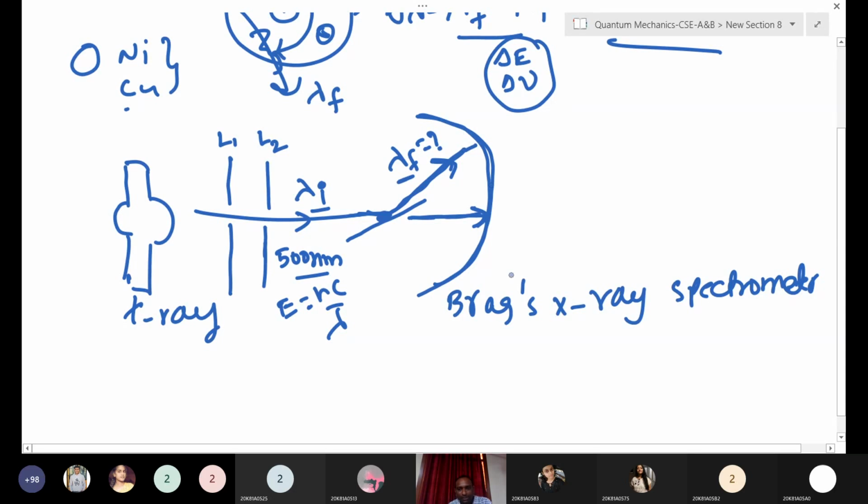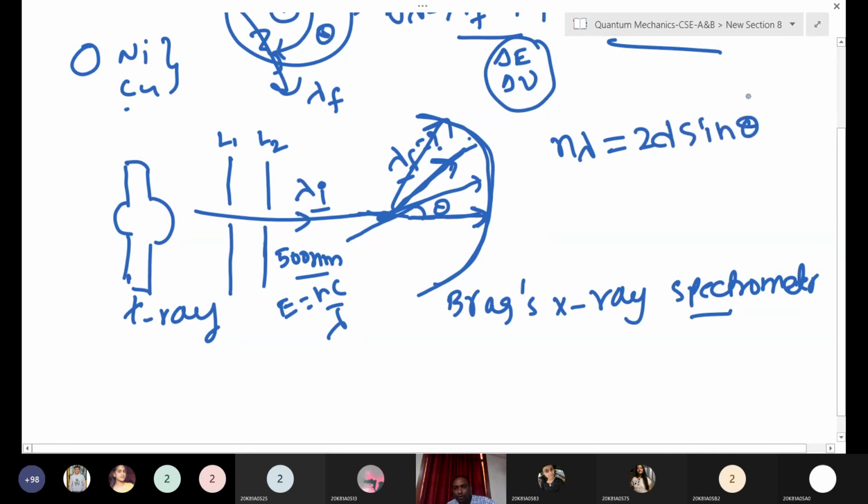We will use the Bragg spectrometer, and whatever scattered photons we get, we collect using this spectrometer. The ray may go in this direction, or this direction, or this direction. We don't know at which angle it will scatter. We will measure the scattering angle using this spectrometer and collect all the scattered X-rays. After collection, we will use Bragg's condition, that is n lambda equals 2d sin theta.